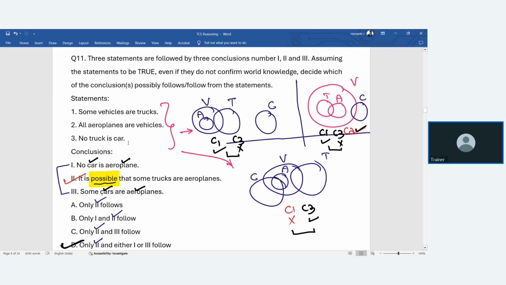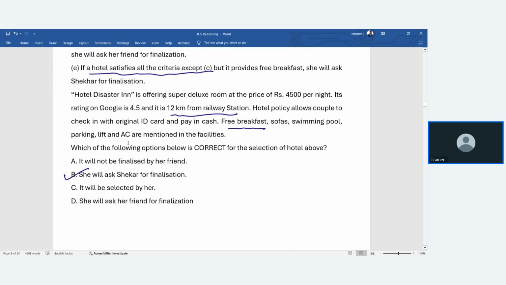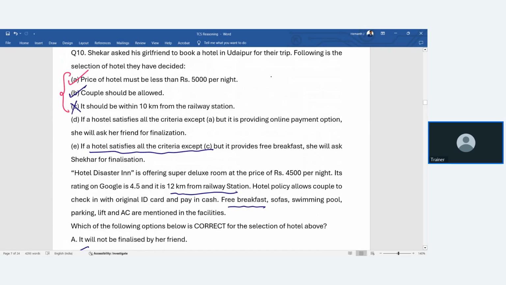Right. Now, if we look into the 10th one, still somebody is worrying about the 10th one. See, these are mandatory conditions. If any one fails, there is some exemption for A and C. Okay, the first condition to book the hotel in Udaipur for the trip is that it should offer less than 5,000. Here, the hotel is offering less than 4,500 per night. Okay, it is satisfied.